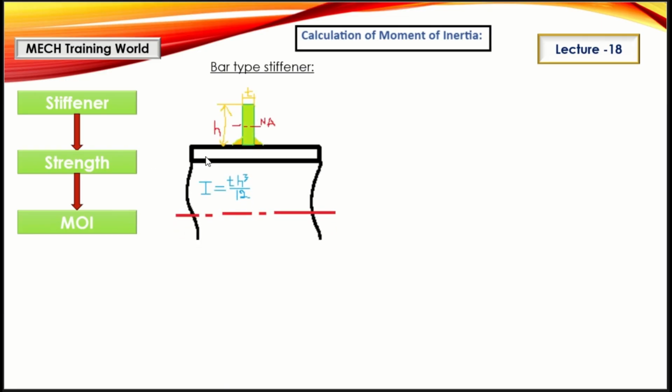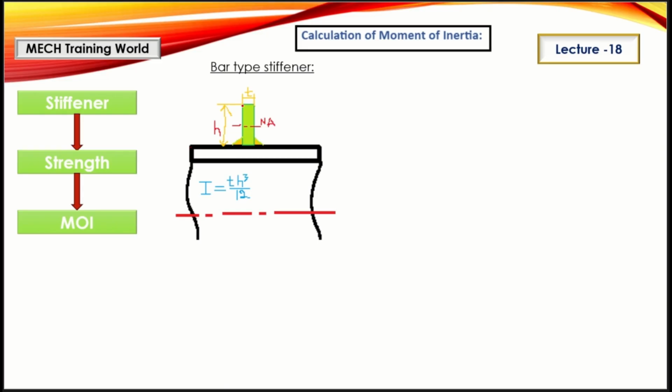So this is our vessel, right? This is the thickness of the vessel, and this is our bar type stiffener. This is the height of the bar type stiffener, and this is the thickness of the bar type stiffener. This is the neutral axis, guys. I hope you are understanding.